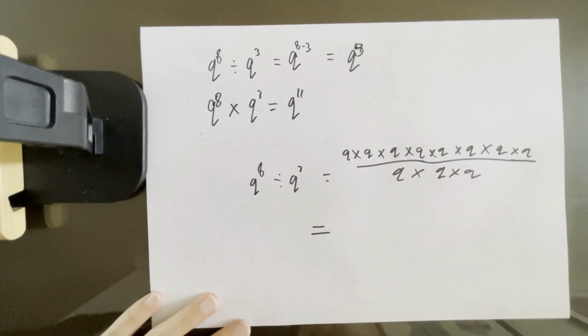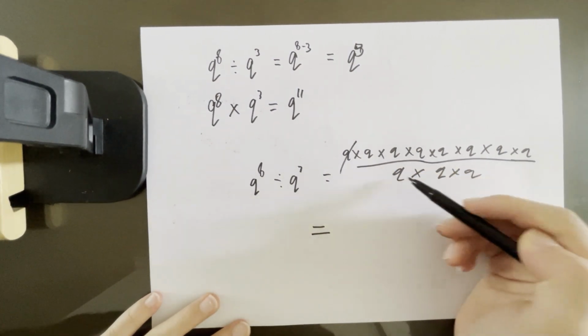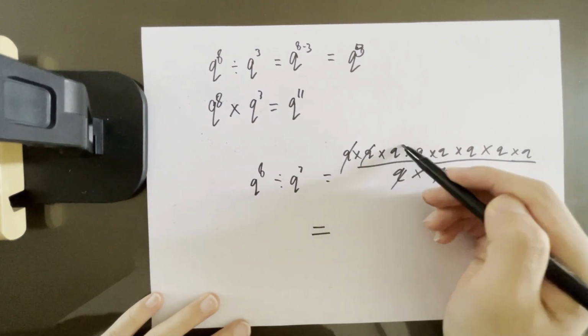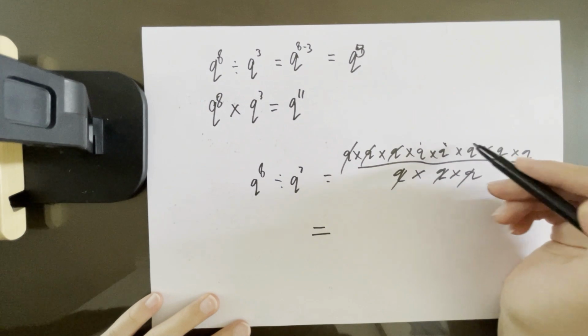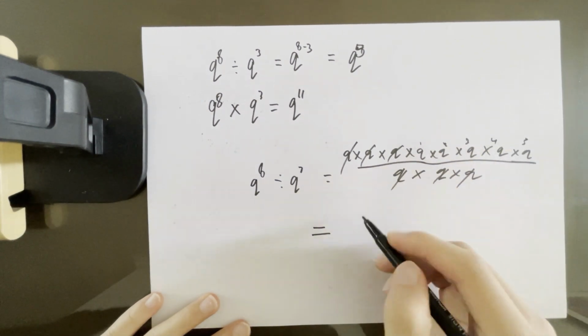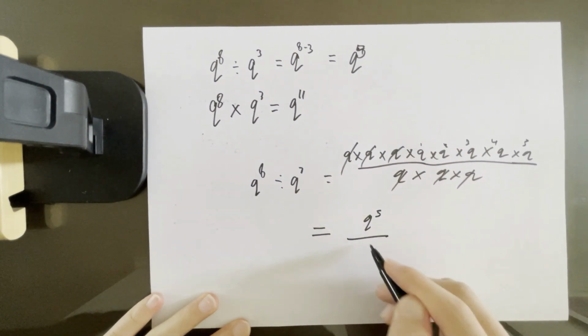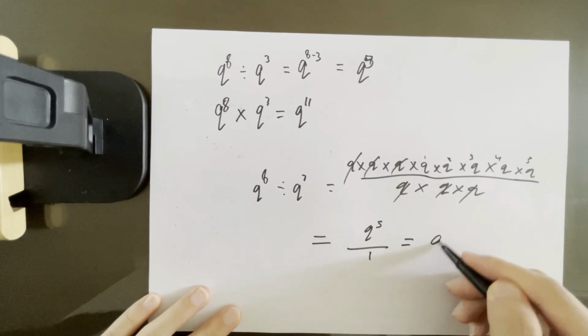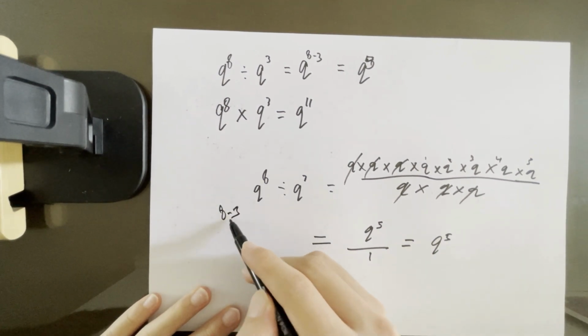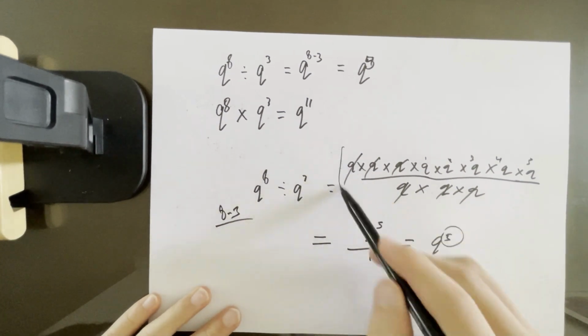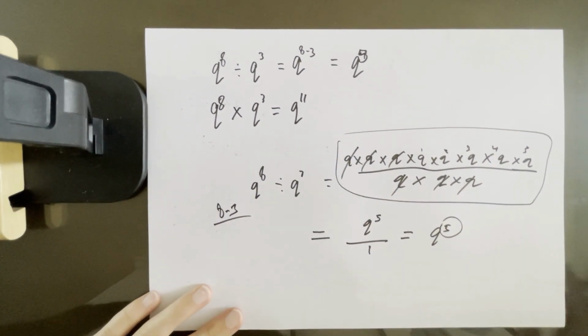What would happen? Well, for any fraction, you would cancel out and simplify, right? So this cancels out with this, this cancels out with this, and this cancels out with this. That leaves us 1, 2, 3, 4, 5. Q to the power of 5 over 1, which is basically q to the power of 5. The same way we could have just done q to the power of 8 minus 3, giving us 5. But it sometimes helps to visualize this so that you can actually understand the concept.